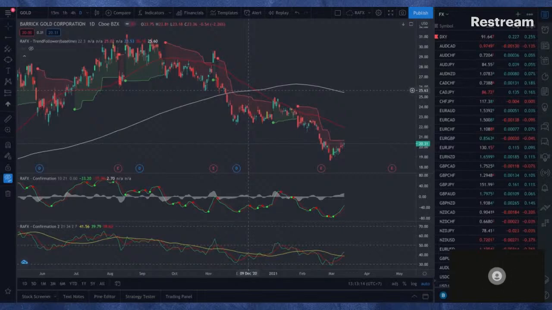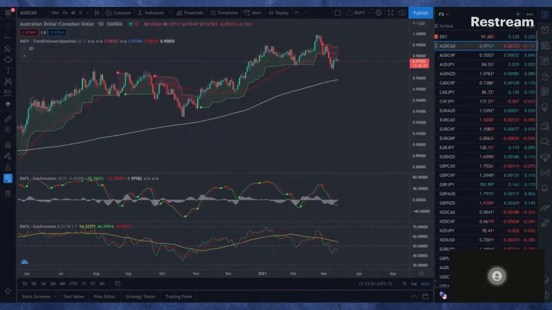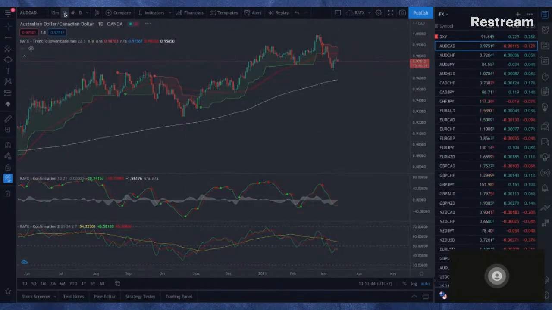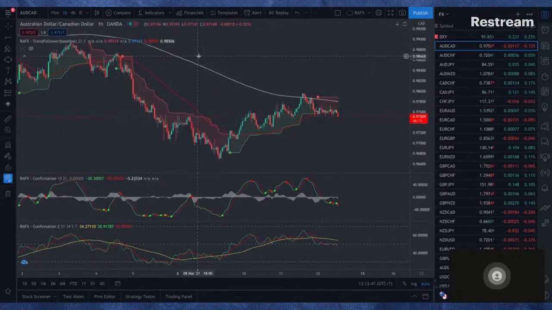So let's start with AUD CAD. First we need to check the trend. It is still in an uptrend because the price is above the baseline and it already recovered since here. So the next thing to do, if I am going to trade this, is I will look for the entry trigger in the 1 hour time frame.